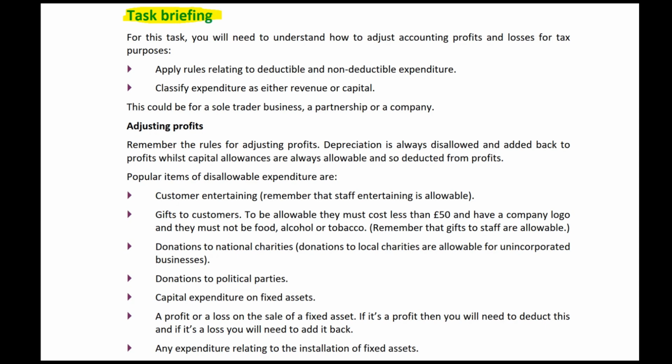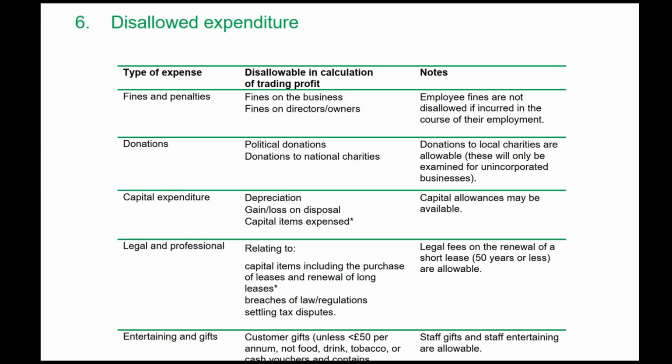If you would like to, it might be a good opportunity to pause the recording, have a go at the example for yourself, and then come back and check whether you agree with what I'm saying. In the reference material, section 6 on disallowed expenditure shows us the different types of expenses on the left. It then tells us within that category what is disallowable when finding our trading profit for tax purposes, and any additional notes to explain what's going on.